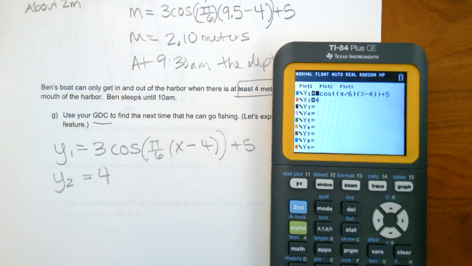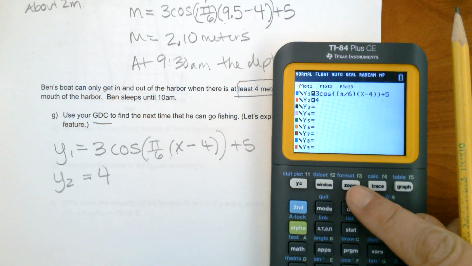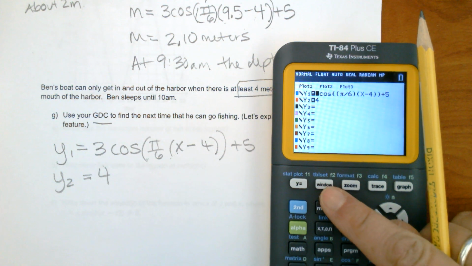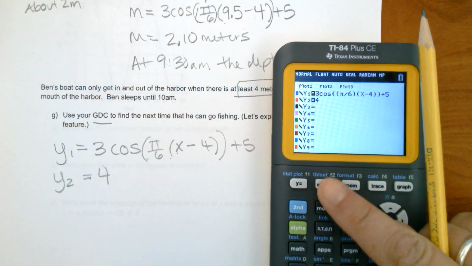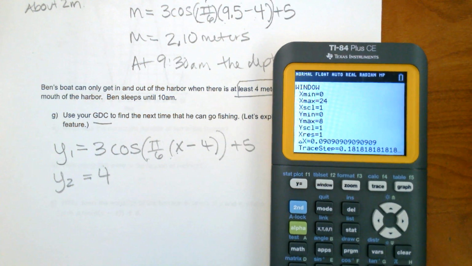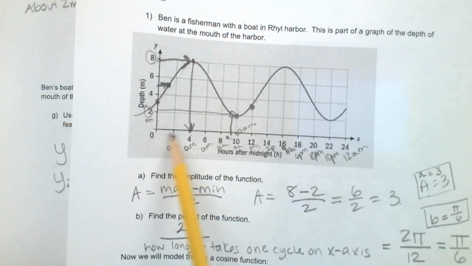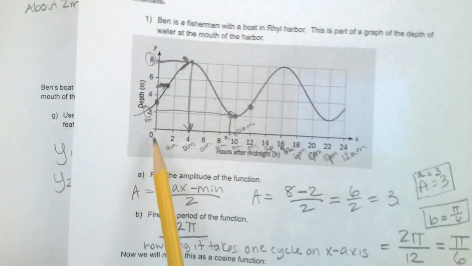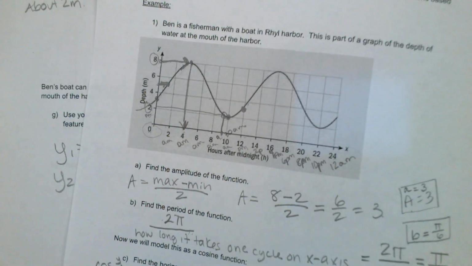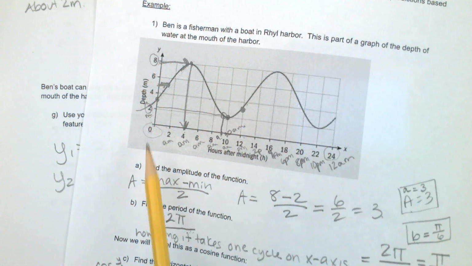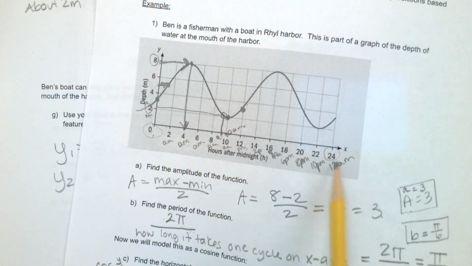Okay, so usually we press the zoom key, but we're not going to press that today because we're going to be using the window key instead so we can actually see the picture of the graph. So we're going to push window. And here's where really understanding the problem comes in. Our x values, if you notice on our graph, here's our x-axis. Where do they range? Our x values range from 0 all the way over to 24. So we have a minimum of 0 and a maximum of 24.